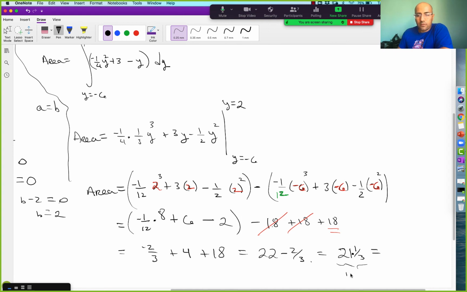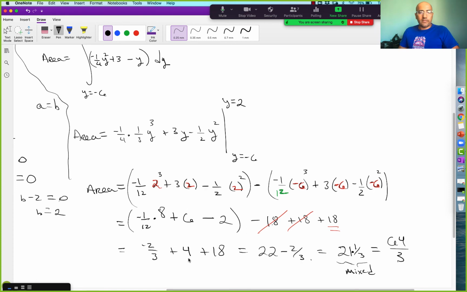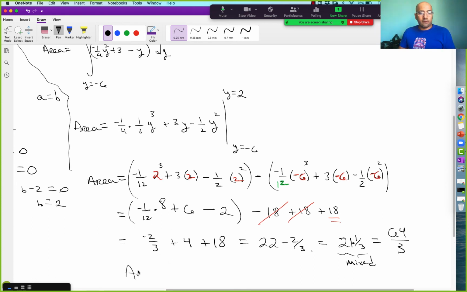Just make sure that's noted as mixed. Come on. Mixed. So that's really going to be 64/3. Good. That's our final answer here. The area is equal to 64/3.